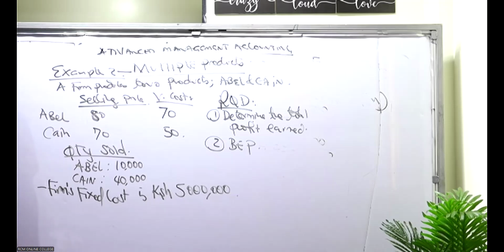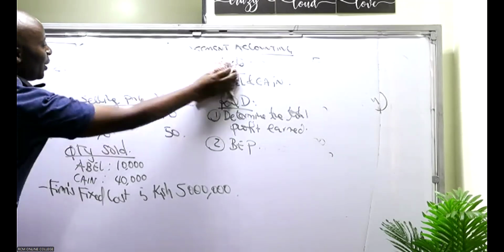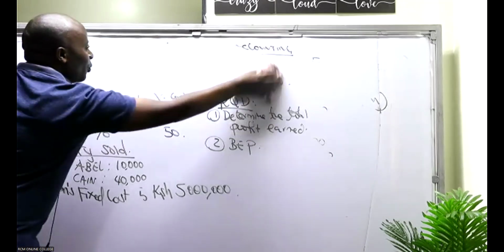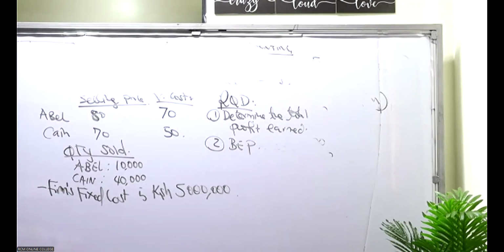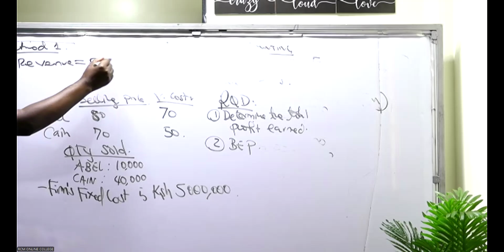So the question is, is there anybody who is able to do this question? So this question to me will be very, very easy. Why am I saying it will be very easy? It will be very easy because, first of all, I can do it using traditional methods. So method one, I can easily come here and get the revenue. So revenue, we know it's price times quantity sold.